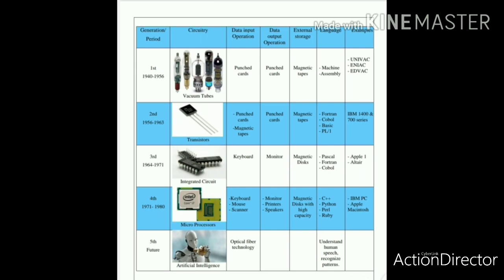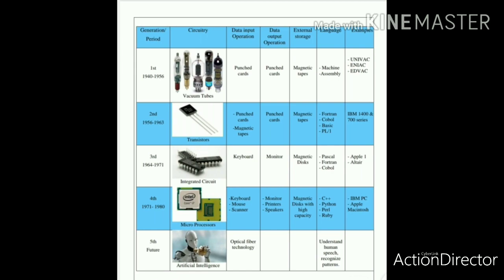The fifth generation of computer is the AI, and these are used on optical fiber technology which understands human speech and recognizes patterns. One of the biggest examples of AI is Alexa and Siri. We give Alexa the command, which is an artificial intelligence which understands human speech, recognizes our patterns and gives us the output. Even in Google search we use voice search, like I want to know about history of computers. So we go to the search button and we just speak out. So AI is able to understand the human speech, recognize the patterns and give us an output.